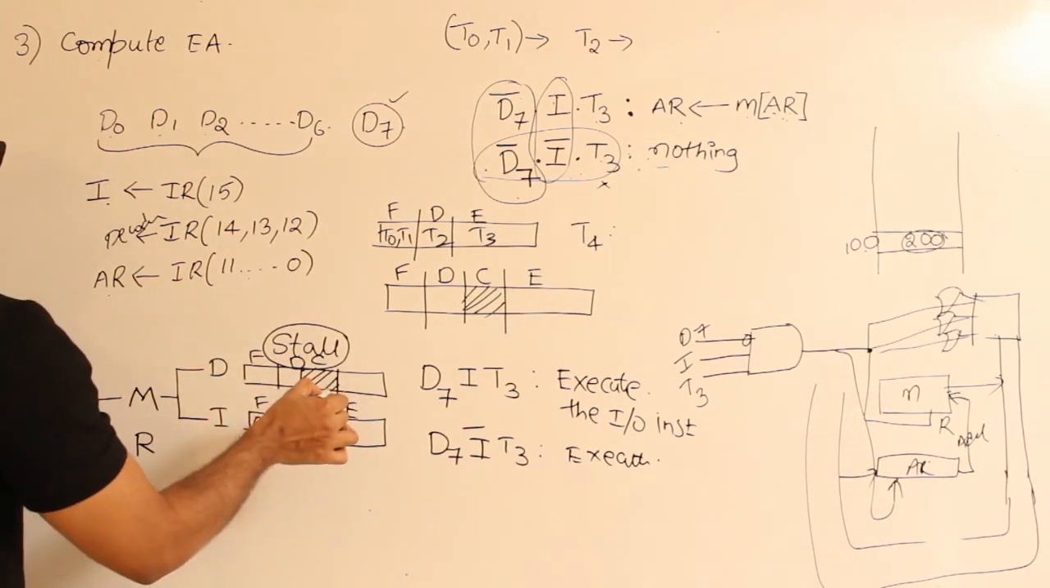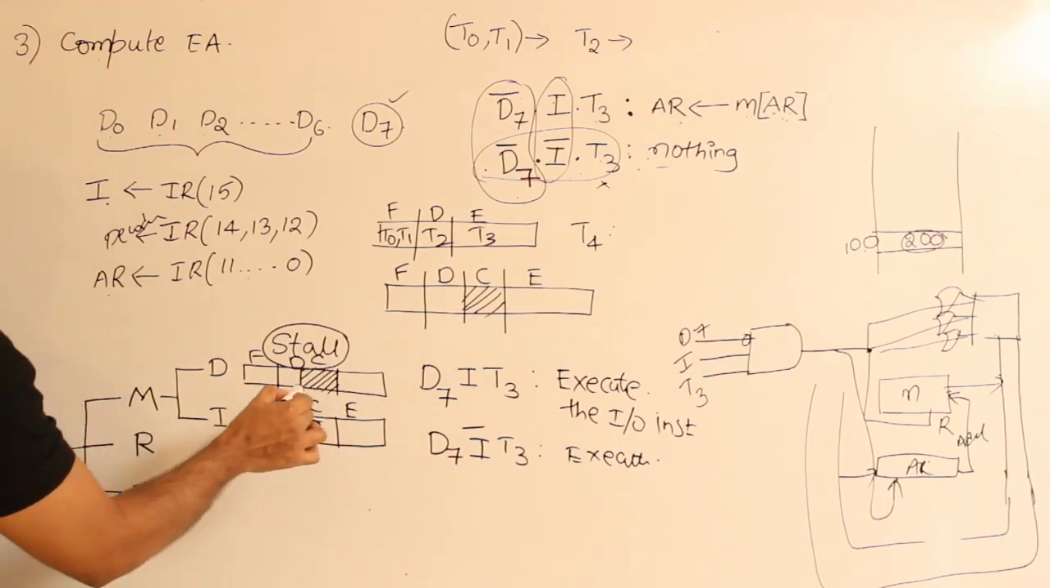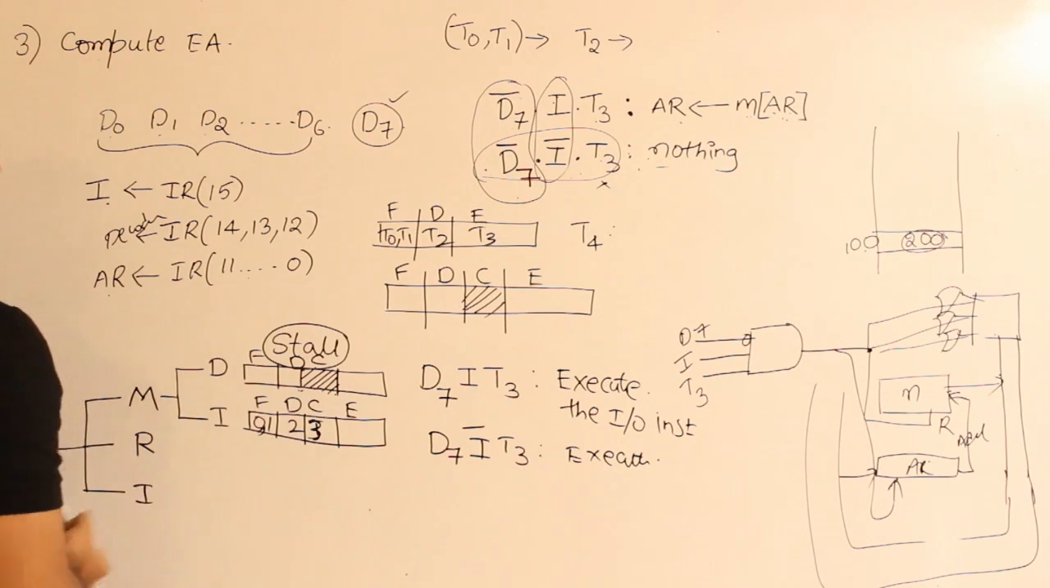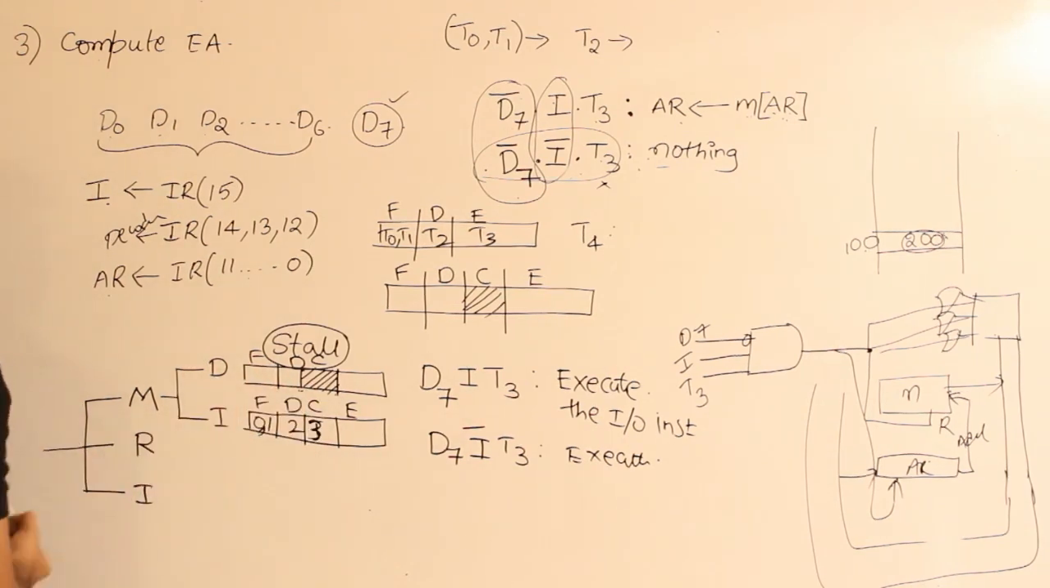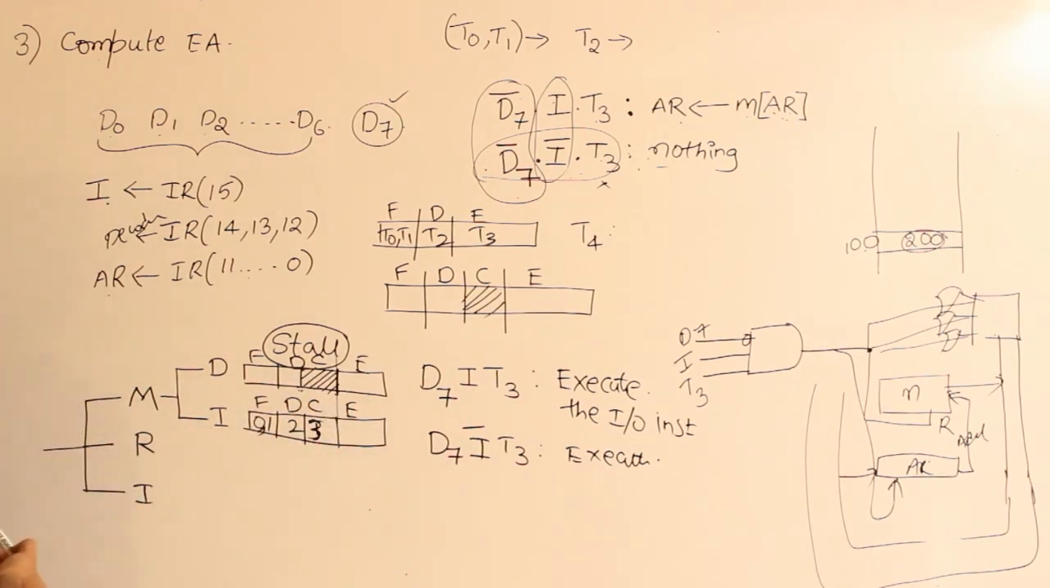So even though we are having an opportunity to start executing here, I am not going to do anything, I am just going to sit idle. So it is called a stall, right? And then both of them are going to start executing at the same point.